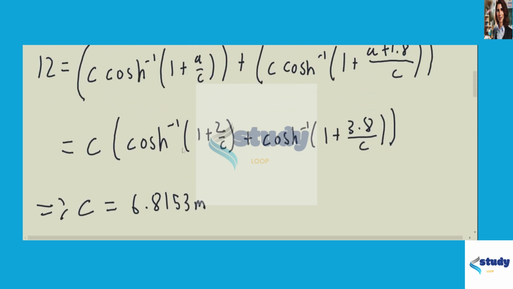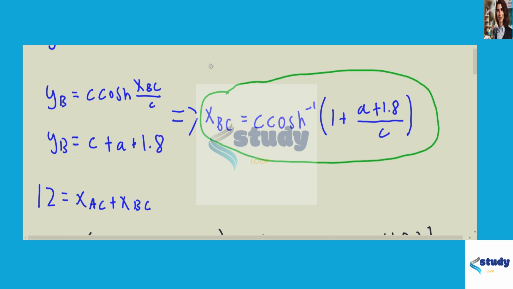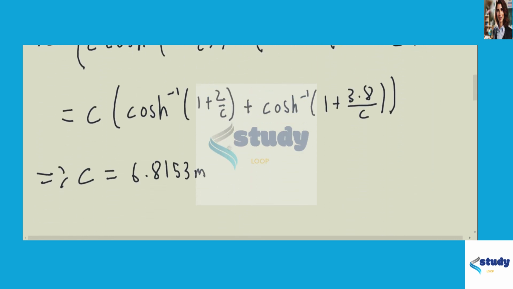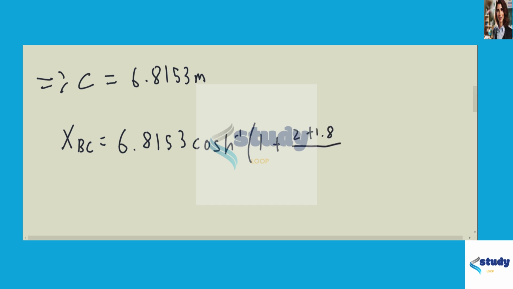So if we go back, we know what C is now. And we can plug it into this equation here, plug in C, and we can solve for this length from B to C. So x of BC: plug in the value of C, and then times the inverse hyperbolic cosine of 1 plus 2 plus 1.8 divided by C. And then this will give us a length of 6.9 meters.